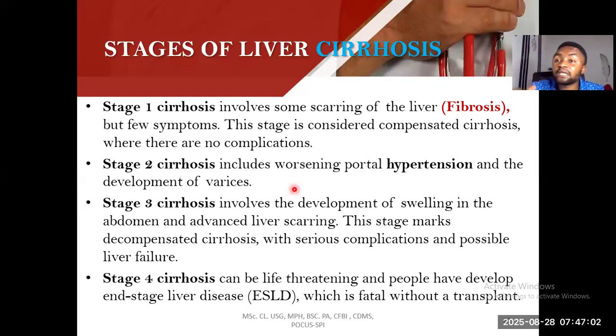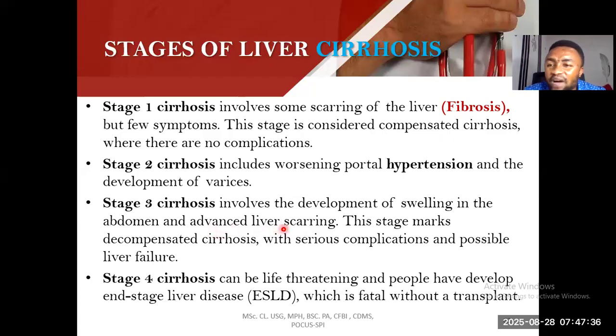Stage 3, portal hypertension will increase too much. Stage 3 is decompensated, meaning at that time, there is nothing like going back. You can't go back. We only manage them because we know they will die. They will subsequently die. We know. And what will you see to say that the person is in stage 3? It involves the development of swelling in the abdomen, that is ascites. Ascites is accumulation of fluid in the abdominopelvic cavities.